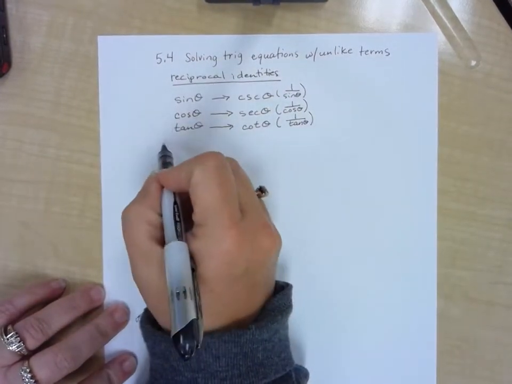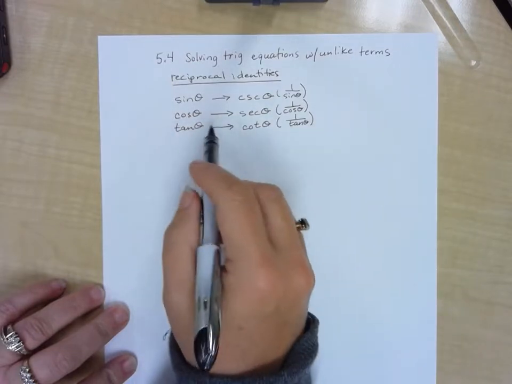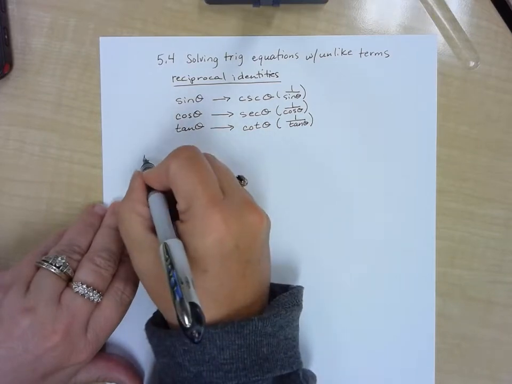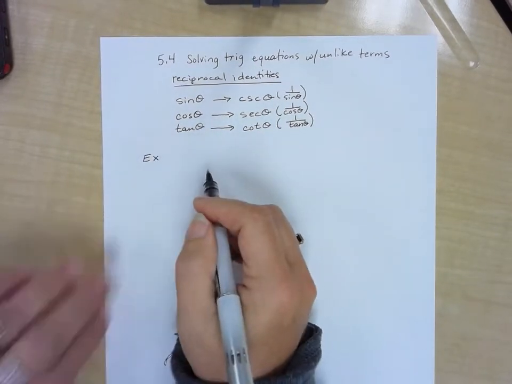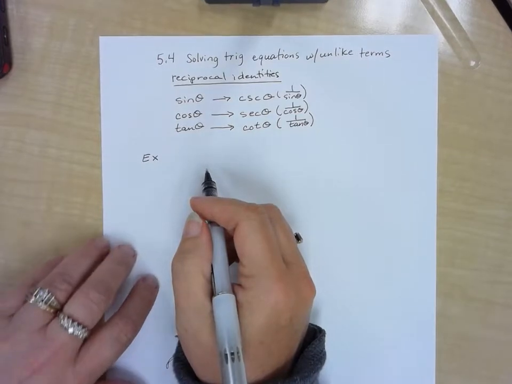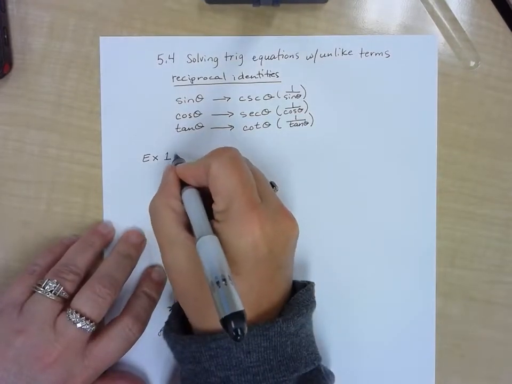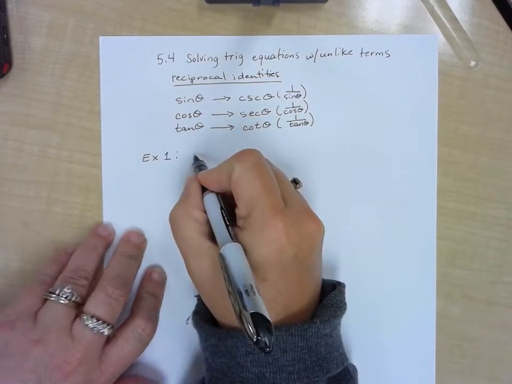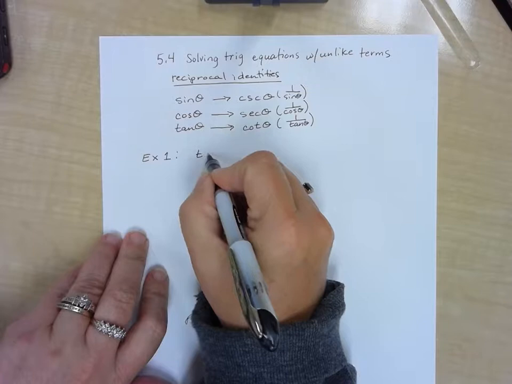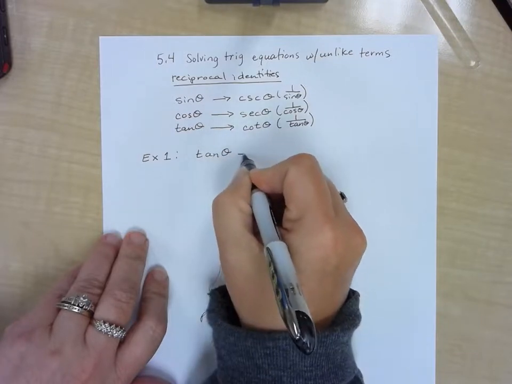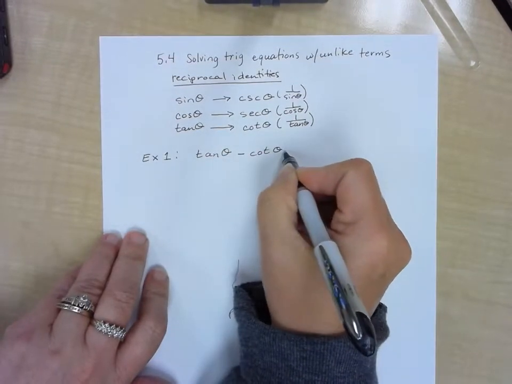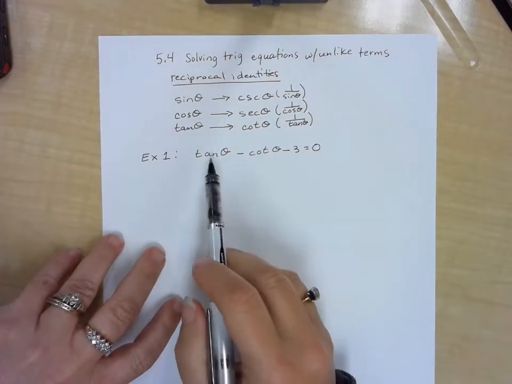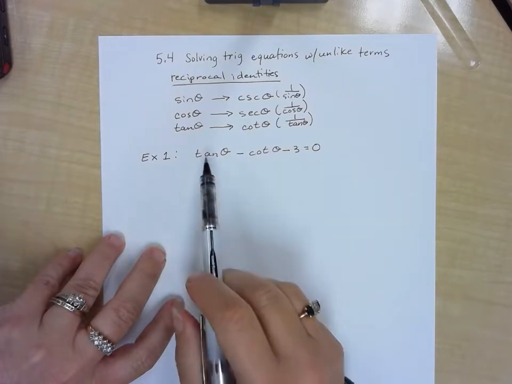Now you're going to need to know, when will I use reciprocal identities instead of Pythagorean identities? Well, one of the first things you'll notice is you will have equations that actually do have reciprocal identities within the equation. So here's an example of one of those. Tan theta minus cotangent theta minus 3 equals 0. Tangent theta, cotangent theta are reciprocal identities.